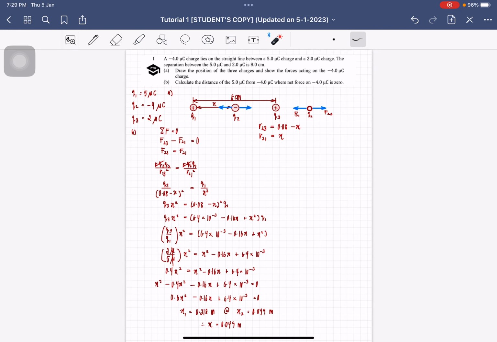Alright, so I hope you don't have any problems sketching the electric force diagram, but I will be giving you extra exercises as well in class just to make sure that you are able to draw the electric force diagram lah. Okay, so that is on question number 1.